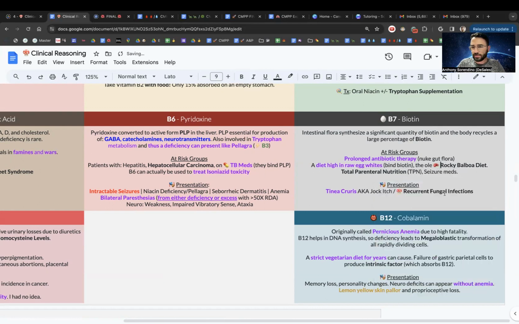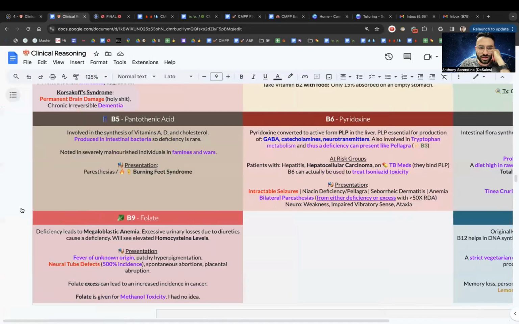Throw a little boxing glove on there. TPN is a big one. Tinea cruris, aka jock itch, recurrent fungal infections. So some big things there.